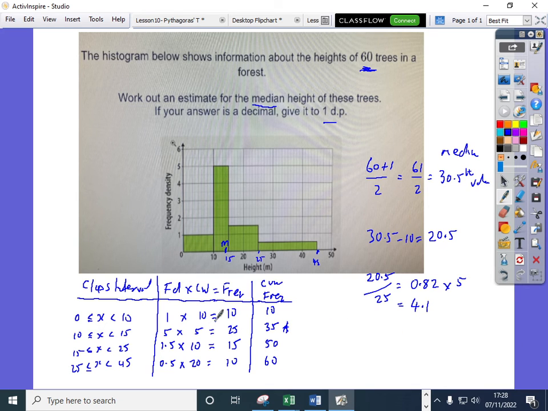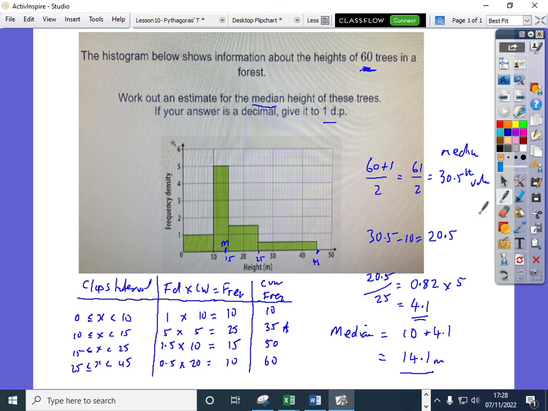So from this bar, starting at 10, the median will be 10 plus 4.1, which gives me 14.1. It's in meters. 14.1 will be the median height of the tree. So to one decimal place, the estimate of the median height of these trees is 14.1, about here.